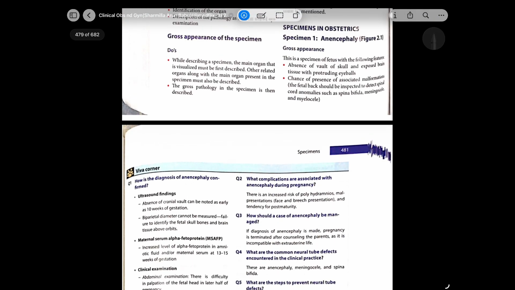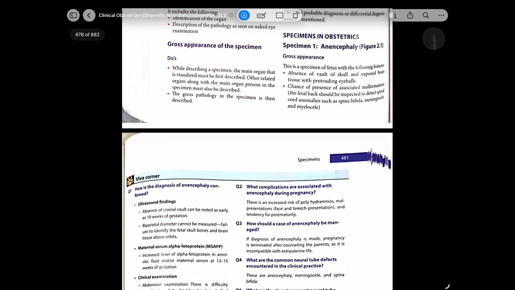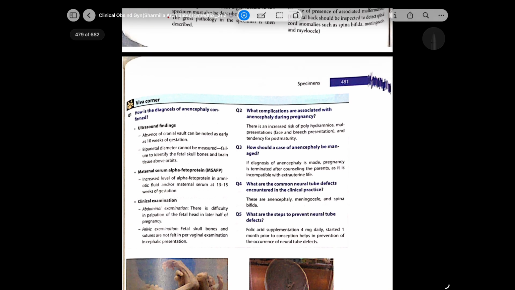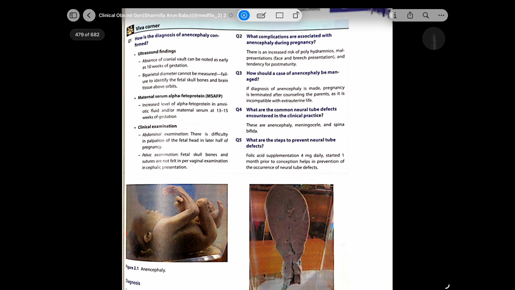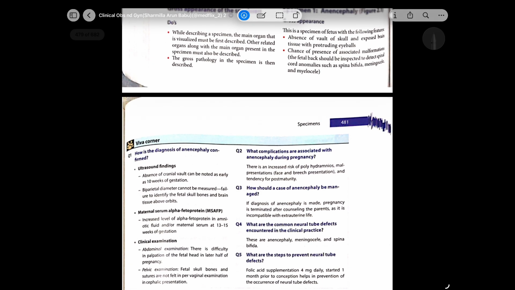So this is a specimen of fetus with the following features. Absence of vault of skull and exposed brain tissue with protruding eyeballs. Chance of presence of associated malformation. The fetal bag should be inspected to detect spinal cord anomalies like spina bifida, meningocele, and myelocele.